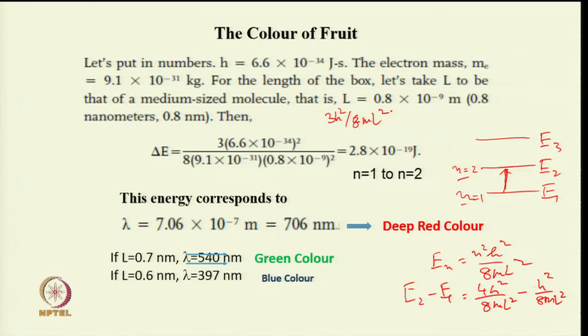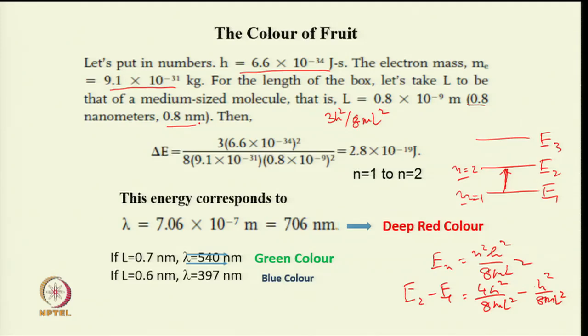Now, we know the value of h. We know the mass of the electron, which is 9.1 times 10 to the power minus 31 kg, and suppose the length of the molecule is 0.8 nanometer.